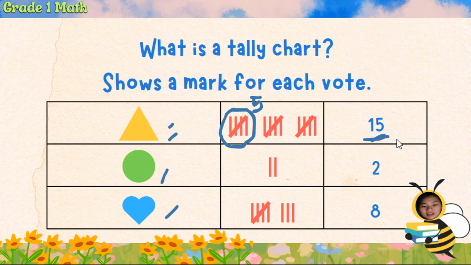Okay, so don't be mistaken. Next up, how many votes do we have for circle? We have, very easily, 2. Now, what about heart shape? We have 8. And remember, we've seen this symbol before with a triangle. So this is 5. 5 plus 3 more is 8, okay?